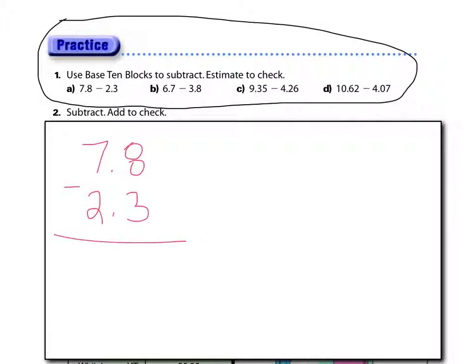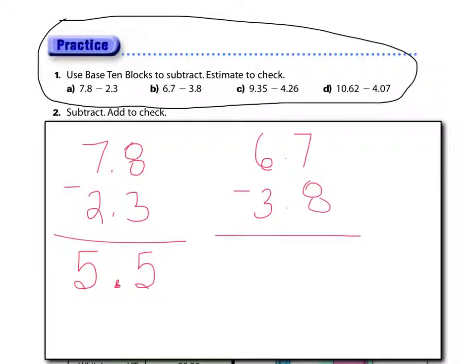All right, let's take a look. 8 take away 3 would be 5. Bring down the decimal. 7 take away 2 would be 5. 5 decimal 5. 6 decimal 7 and 3 decimal 8. Subtract. 7 from 8 we can't do, so we're going to borrow. Makes that 5. 17. 17 minus 8 is 9. Bring down our decimal. 5 minus 3 is 2.